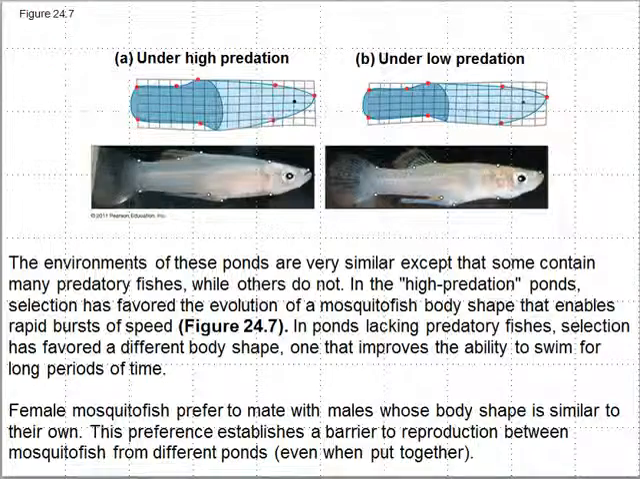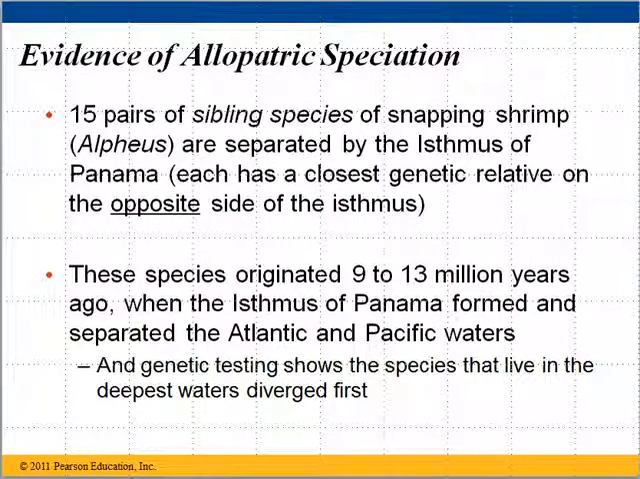You can find a number of examples in the natural world of this allopatric speciation, and your book gives a couple of great examples. One has to do with some snapping shrimp that live around Panama, near the Isthmus of Panama. At one time this thin section of land, I'll show you a map, didn't exist. The water was high enough that organisms could flow freely from one side to the other, but now there is a land bridge that blocks that.